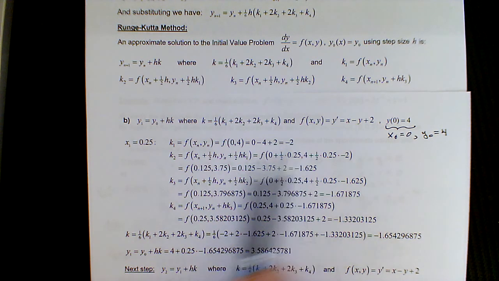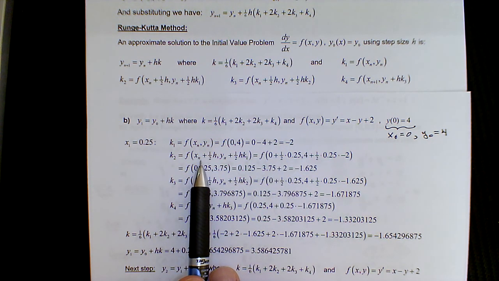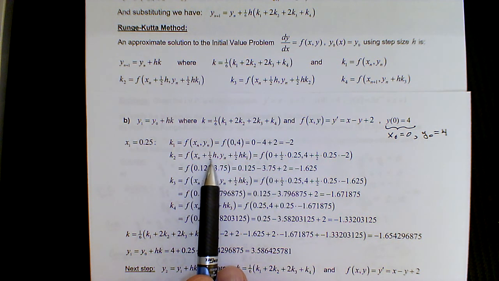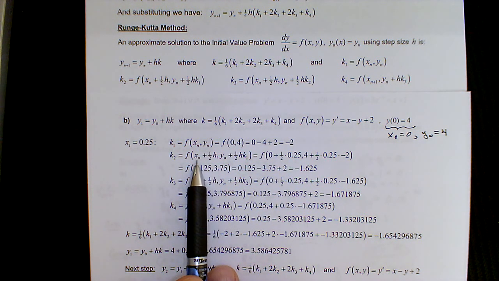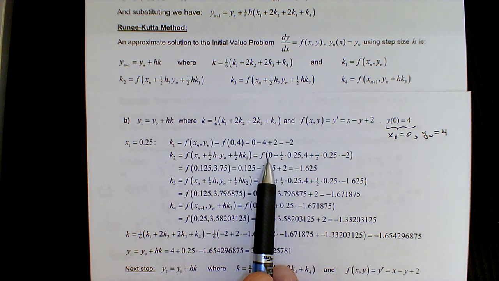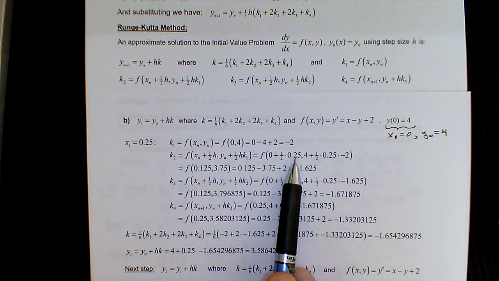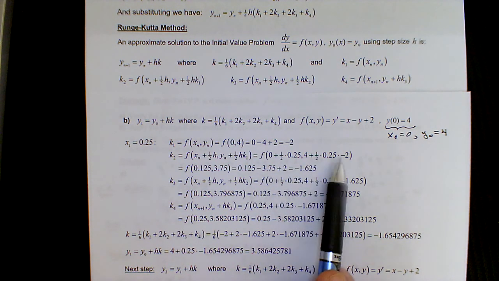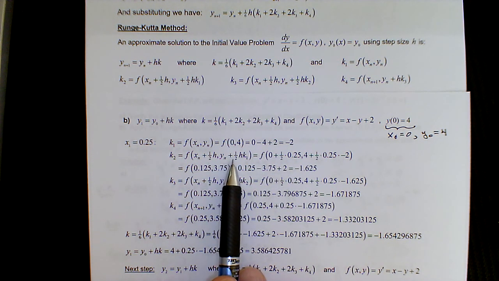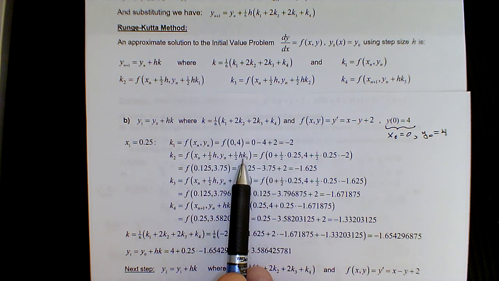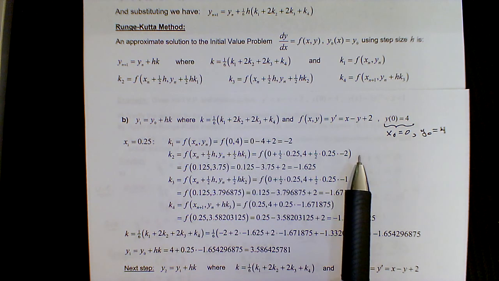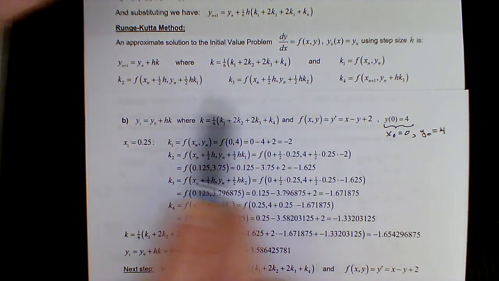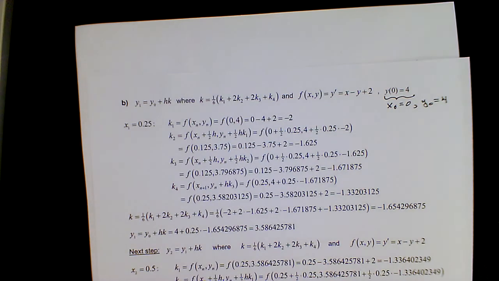Okay, the next slope, k2, is f of x sub n plus 1/2 h. X sub n again is the previous x value, so that's the 0, and then h is the step size of 0.25 that's given. Okay, this comma is separating the x coordinate here from the y coordinate, and the y coordinate is y sub n plus 1/2 h k1. Actually, I guess we don't even need to reference these formulas that much anymore, because the way I've written up the solution, they're right there.